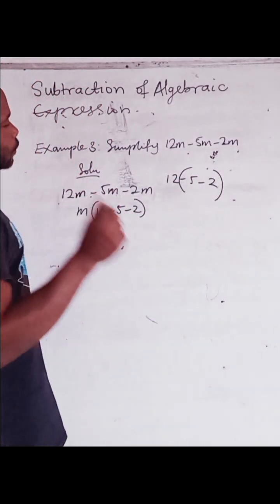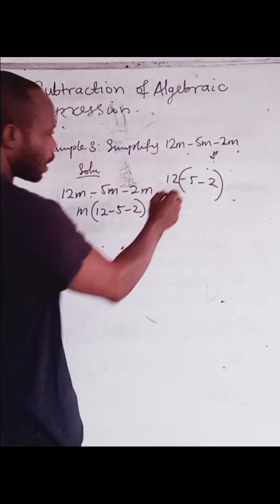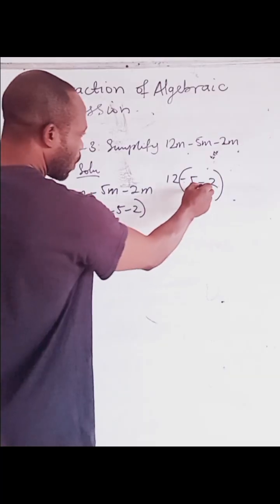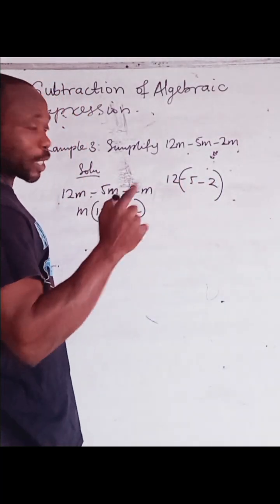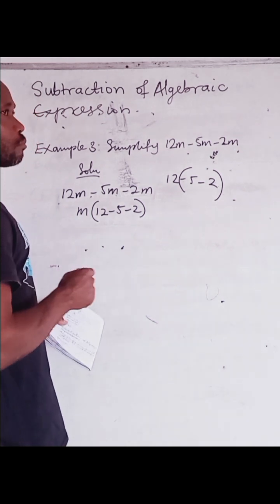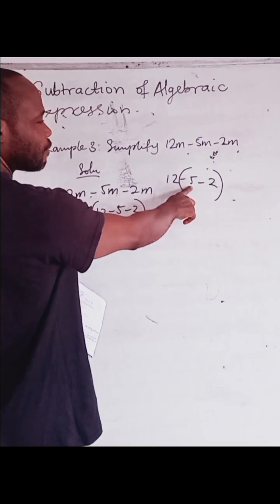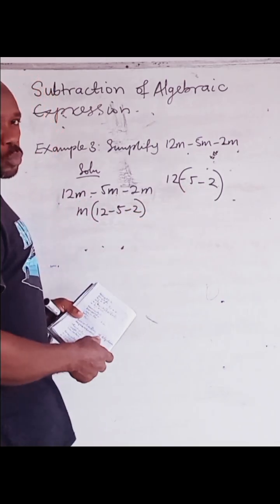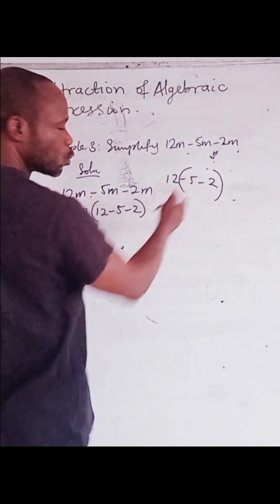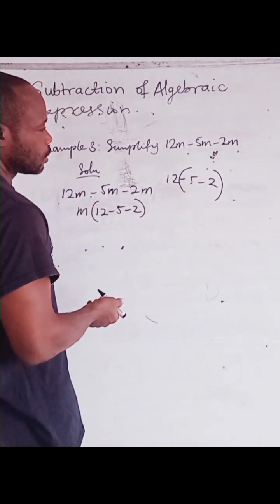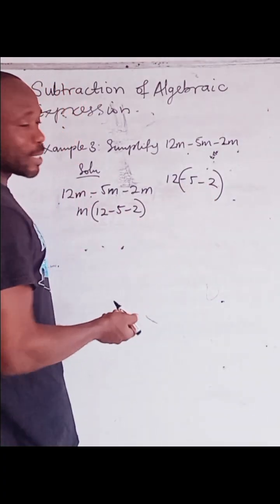When the signs are the same, like in this instance, where you have minus here, you also have minus here. Take note, this is a rule, don't forget it. So when you have negative sign 5 minus negative sign 2, what you do, remember, you add 5 to 2. You find the sum of 5 and 2. And the sum of 5 and 2 is 7.